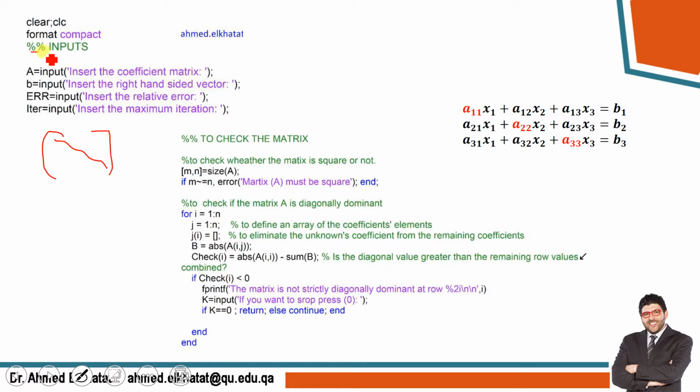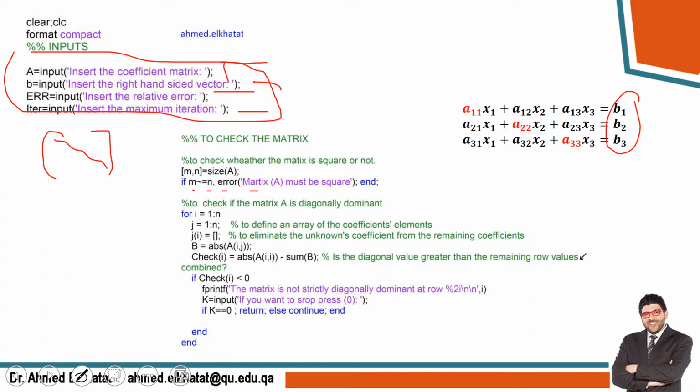So first we have the input. We put the input matrix A, and then we put the right-hand side vector, and then you can put your relative error and maximum iterations. Now, in order to check whether the matrix is square or not, like before we create m and n equal to the size of A, and in case m doesn't equal n, it gives an error: matrix A must be square, end.